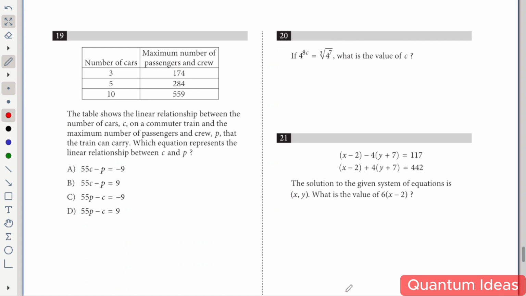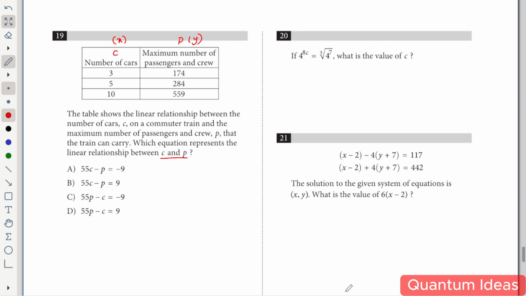Let's see. There is a table you can see: number of cars, maximum number of passengers and crew. The table shows the linear relationship between the number of cars C on a commuter train and the maximum number of passengers and crew P that the train can carry. Which equation represents the linear relationship between C and P? Let's say this is C and this is P, our X and our Y. Now we have to find the equation. So how can we find it?